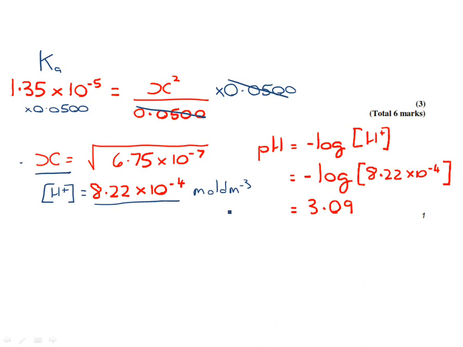Okay, so once you've done that, you have to obviously find the pH. Now you know that pH equals negative log of the hydrogen ion concentration, and you input this value here, which we just calculated, and the negative log of that gives you 3.09. Okay.